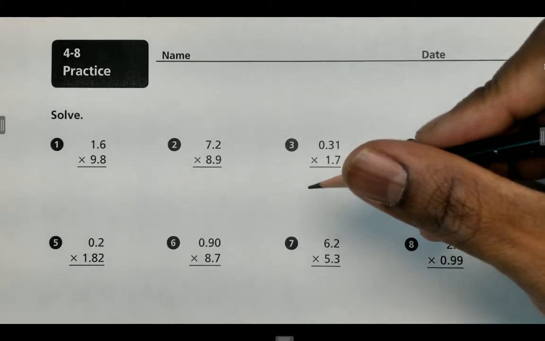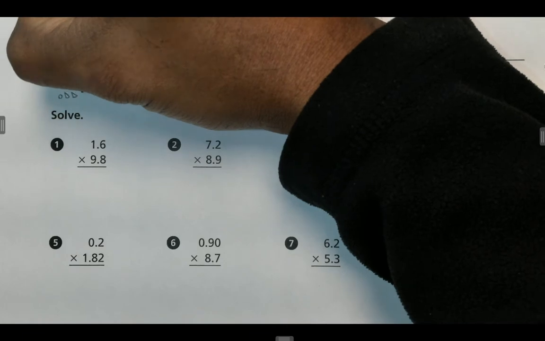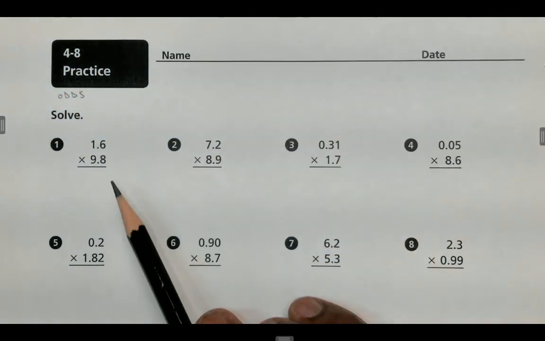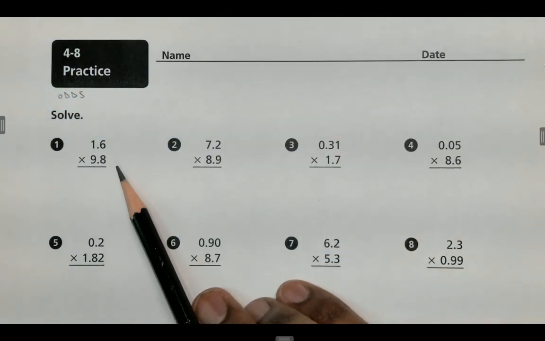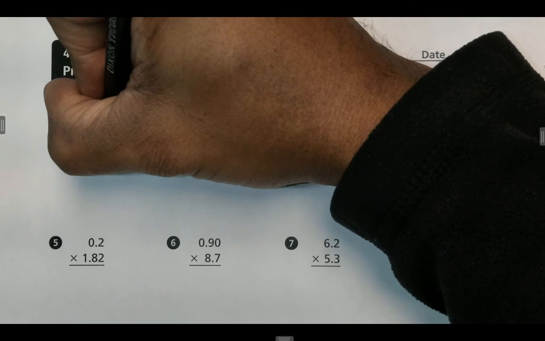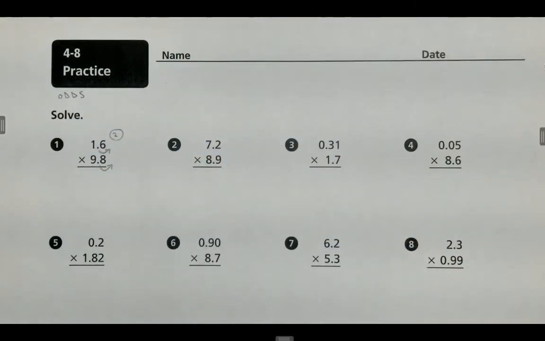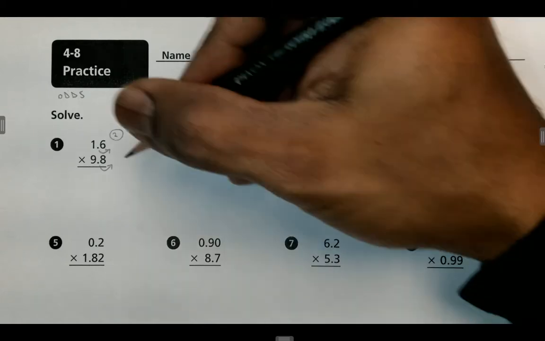We'll focus on, for the most part, the odds only. Number 1, 1 6/10 multiplied by 9 8/10. Count our pushes. Whoop, whoop. 2 pushes allows us to clear out the decimal points. Now we can solve as if this is 16 multiplied by 98.